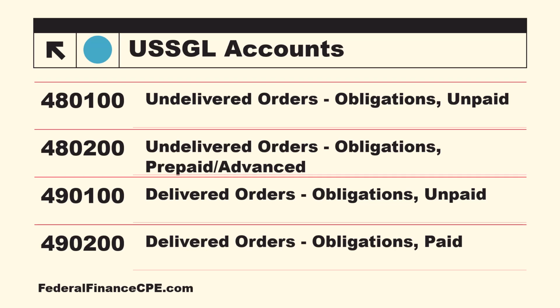Finally, we have account 490200, delivered orders, obligations paid. This is our final destination, where we record fully complete obligations, meaning we've both received the goods or services and paid for them. With this entry, you should have recorded your goods or services received, recorded your payment, and have no more outstanding payables or existing assets.